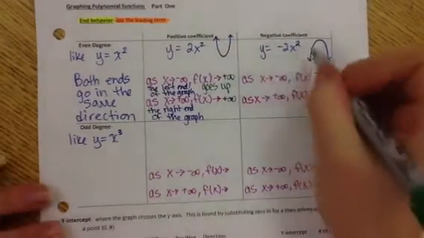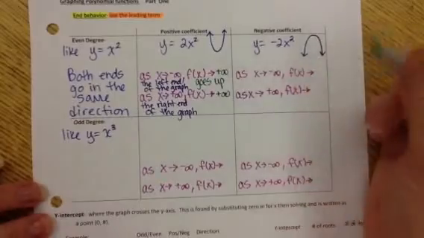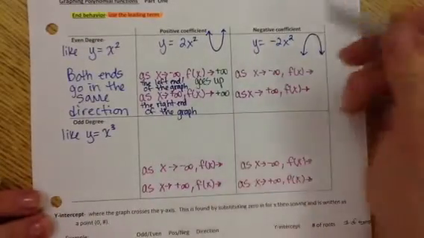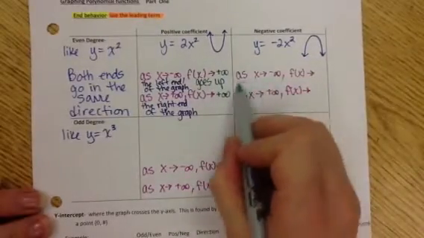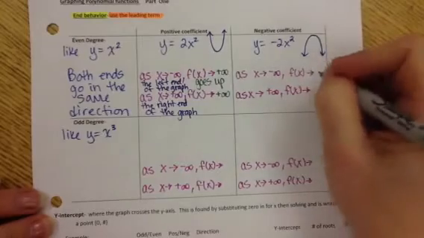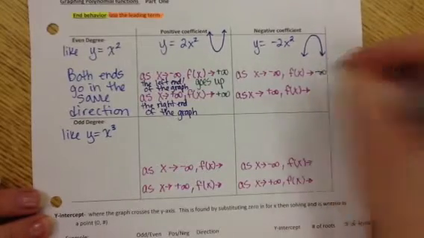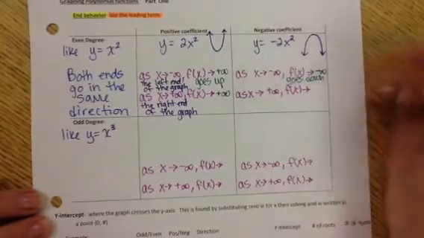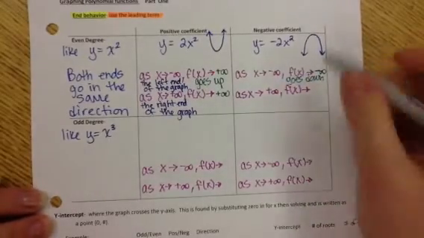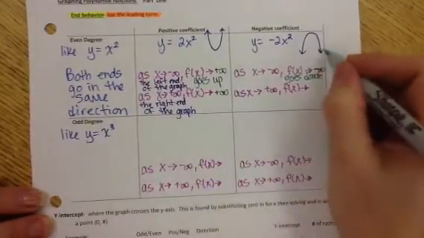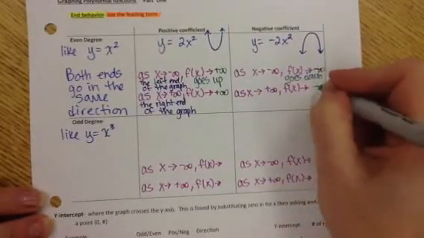If I look at my second example here, y equals negative 2x squared, where I have an even degree and a negative leading coefficient, this means the left end of my graph, the left arrow, is going down. So f of x goes to negative infinity. So that's what I need to write if that end is going down. As x goes to positive infinity, the right end of my graph is also going down, so that will be negative infinity as well.